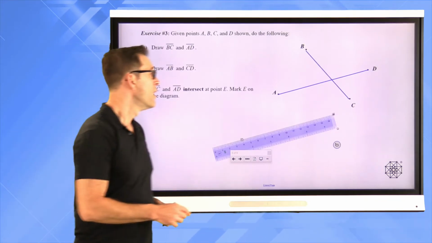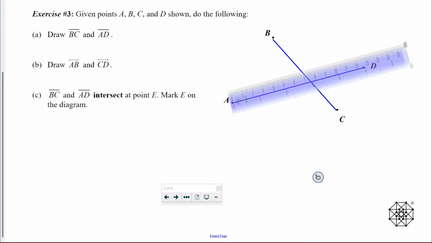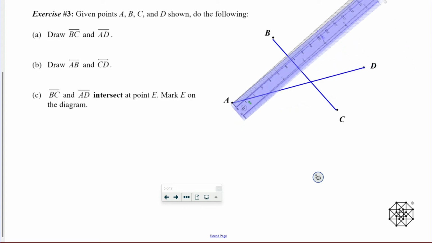All right, here we go. Again, same idea, right? The difference here is that we don't want to be drawing segments. We want to be drawing lines. That was supposed to rotate. There we go.